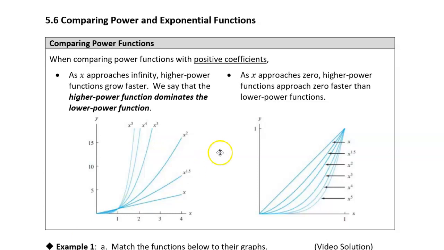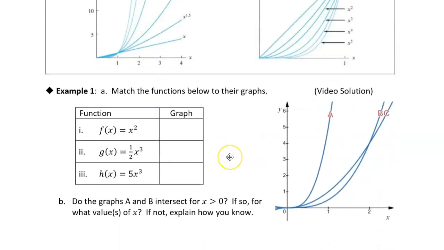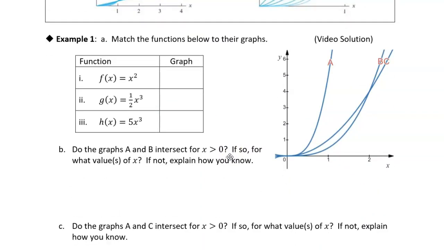So let's take a look at the first example here. We have the graph of 3 different functions, and we want to first of all match the function with its graph. So we have x squared, we have x cubed, and we have 5x cubed. The thing I would think about first is which one is going to grow the fastest. The higher powers of x are going to grow faster in the long run, right?